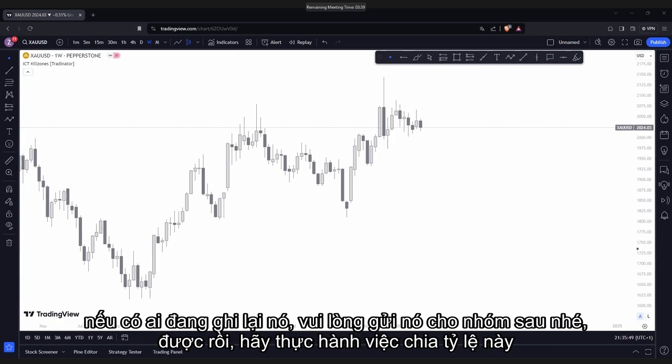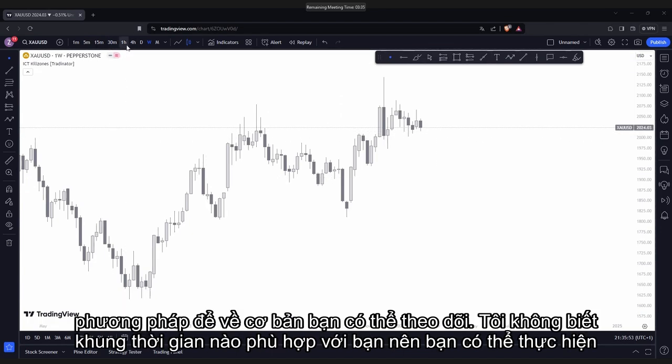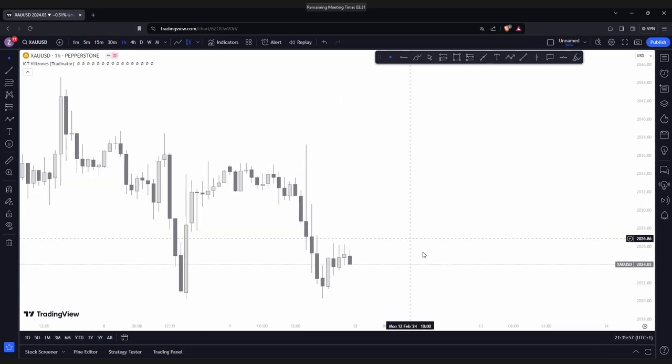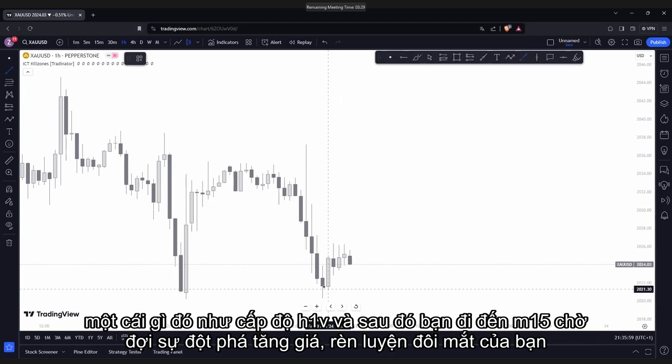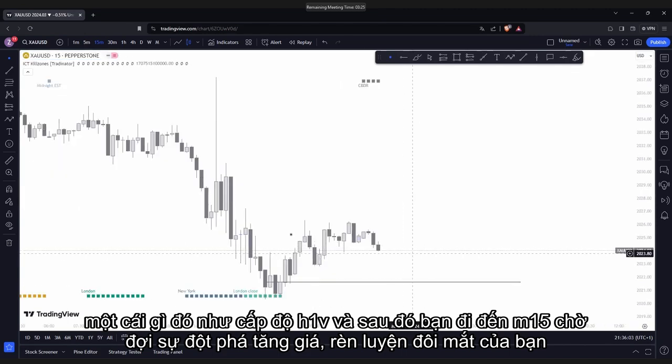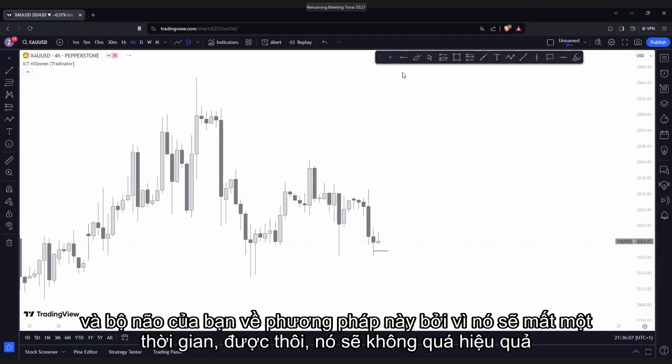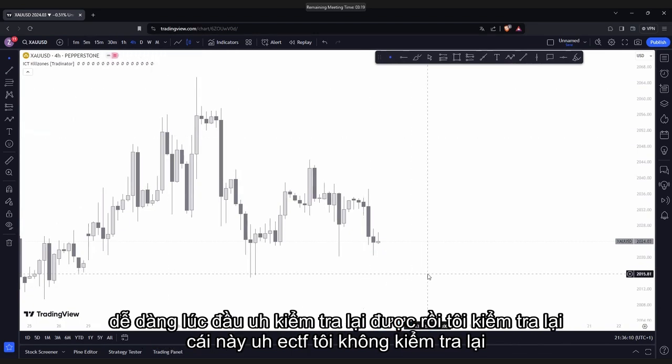Okay, so yeah. Practice this scalping method so you can monitor whatever time frame suits you. So you can take something like the H1 V level, and then you go to the M15, wait for the bullish breakout, and train your eyes and your brain on this method, because it's going to take some time. Okay, it's not going to be very easy in the beginning. Backtest it.